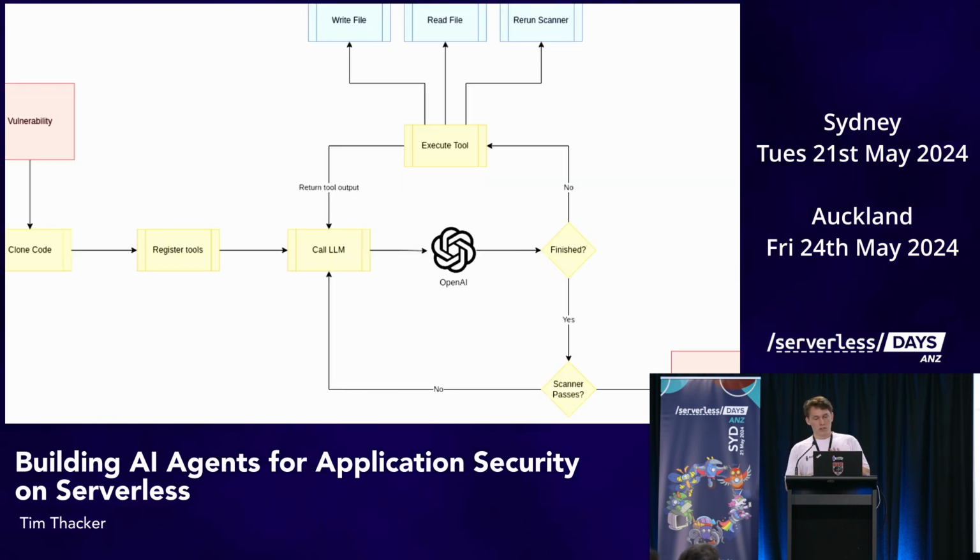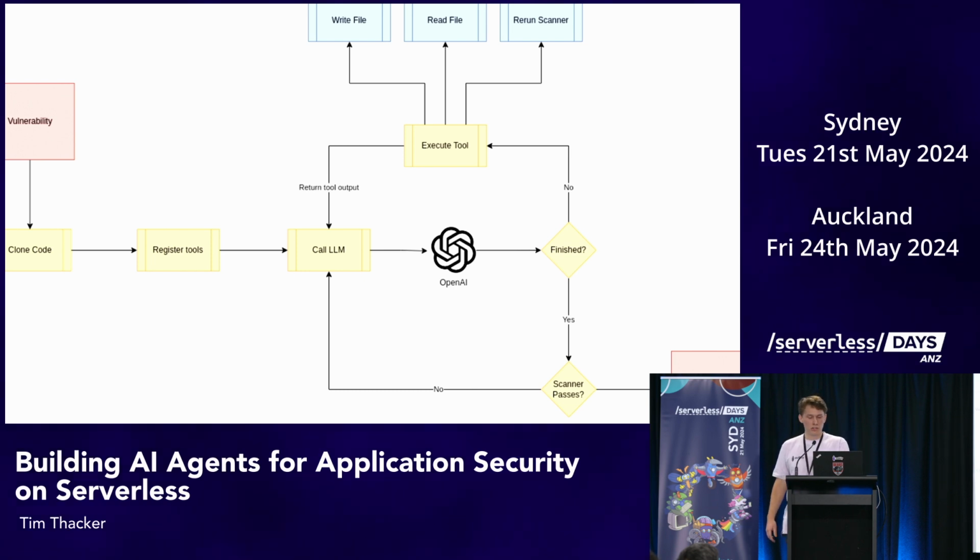So here's a very simple agent architecture for how we can do this. We start on the top left with that vulnerability. We're going to clone the code. We're going to register our four tools. We're going to call the LLM. The LLM is going to decide, is it finished? If it's the first time, you'd hope it says no because it hasn't done anything yet. So we go up to execute tool. It's either going to write file, read file, rerun the vulnerability scanner, or syntax check, sorry.